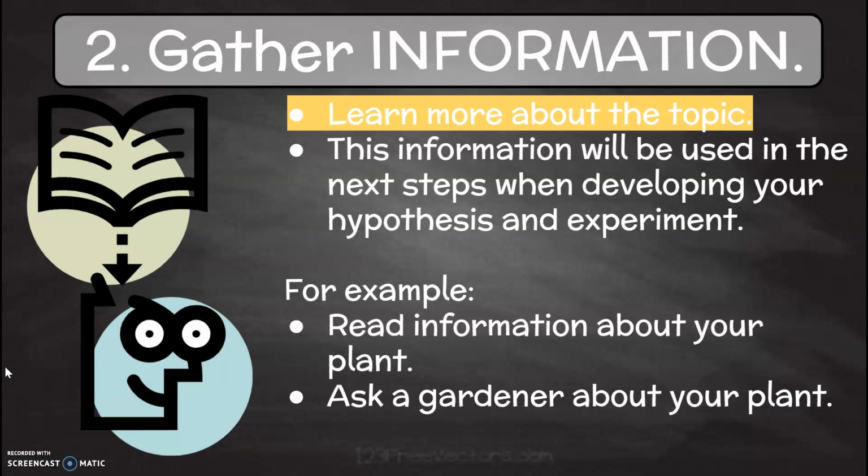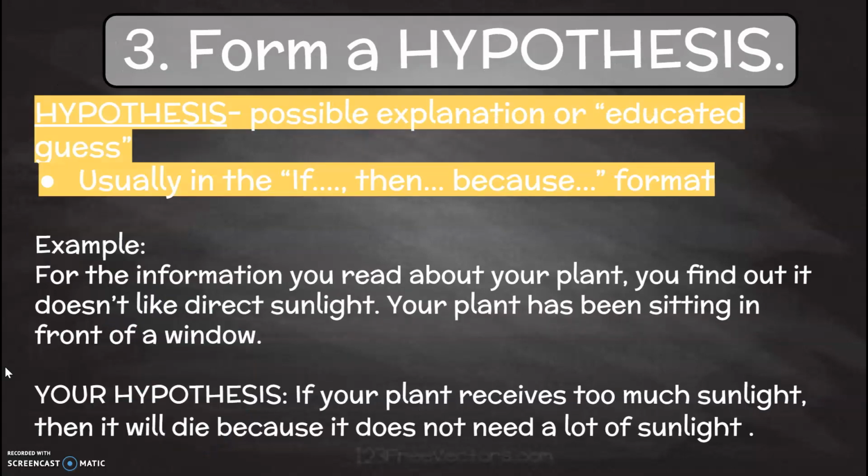The second step of the scientific method is to gather information. This step is pretty simple. You just want to simply learn more about the topic of your question. For example, if I ask the question, why is my plant dying? I would read some information about my plant or maybe ask a gardener about my plant. This information that you learn is going to be used in the next step and the step after that, especially when it comes to designing your experiment.